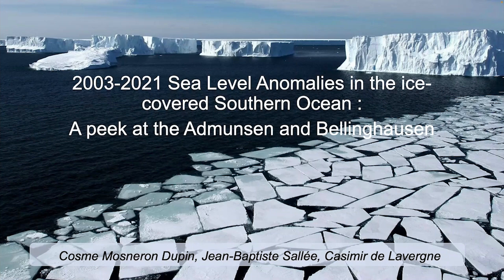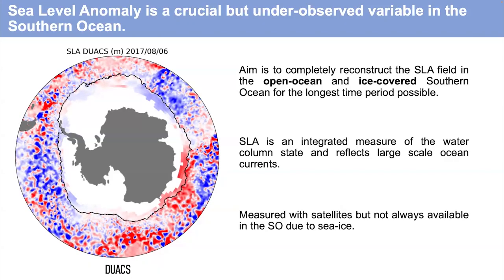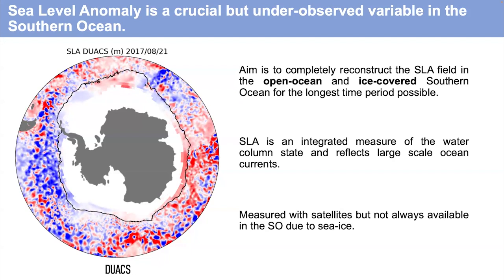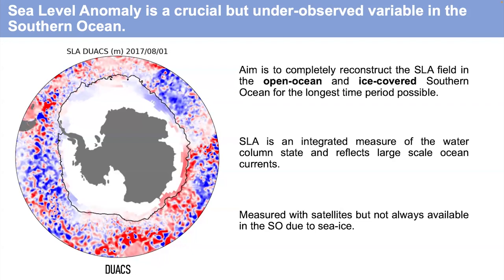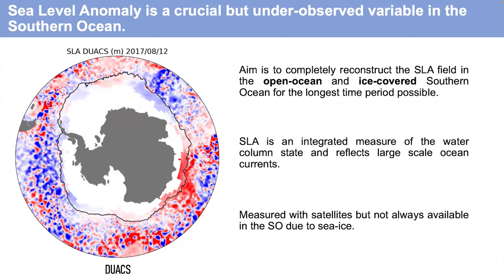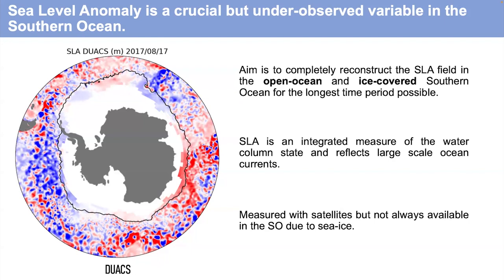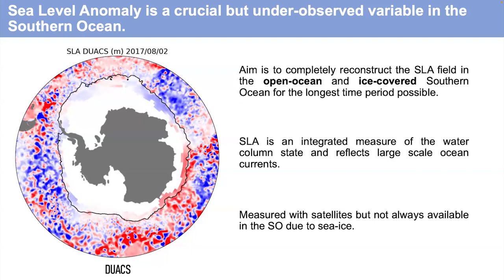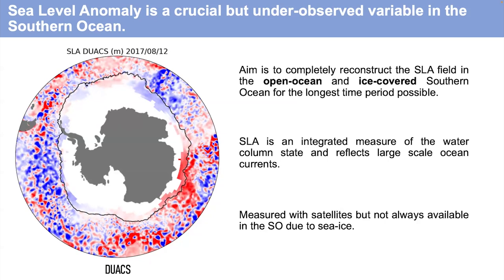And yeah, let's go. So my interest up to now has mostly been in measuring the sea level anomalies in the Southern Ocean, both in the open ocean and in the ice-covered Southern Ocean. As most of you know, sea level anomaly is a really important variable when doing oceanography. It gives you an integrated measure of what happens in the water column, both density-wise and mass-wise. And with it, you can also reconstruct the large-scale currents with the geostrophic balance. So we're very interested in sea level anomaly.